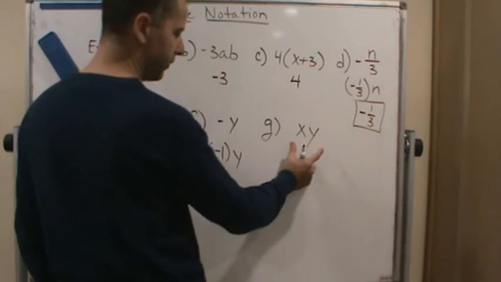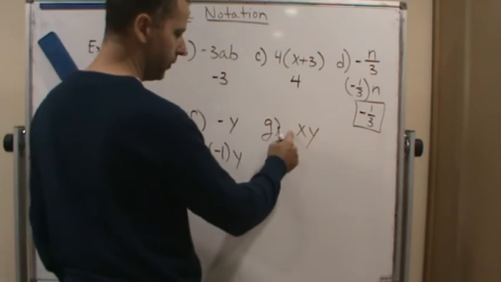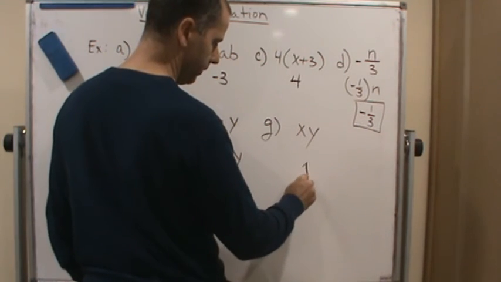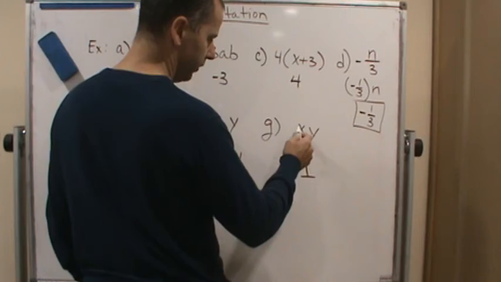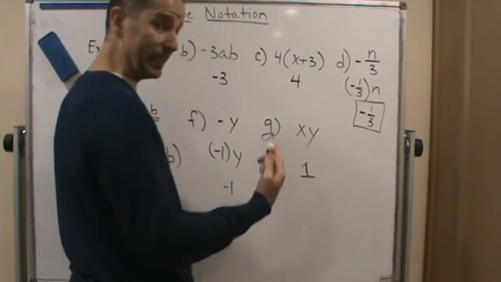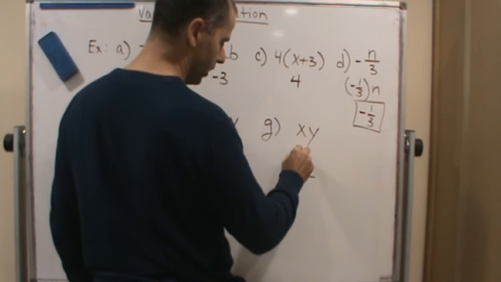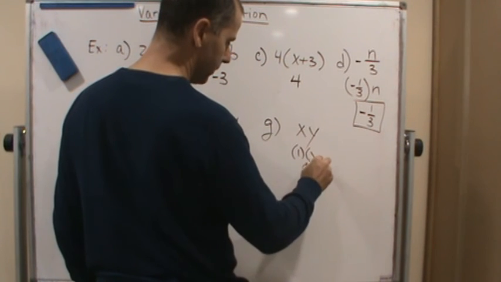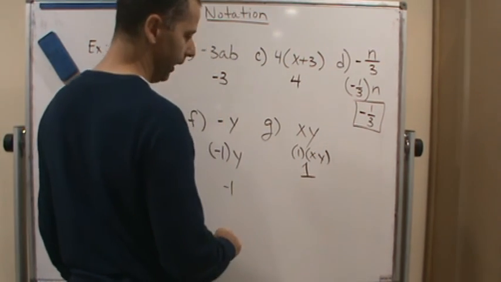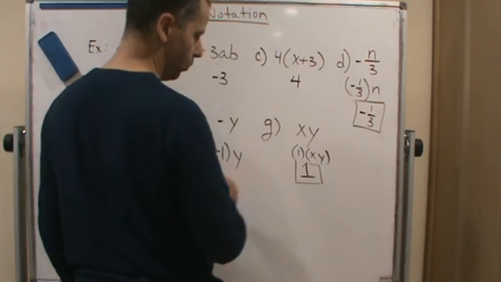And then likewise for this one here, we've got a coefficient of 1, okay? Because again, there's no numerical part that we see, right? But it's understood that this is going to be 1 times x times y. So the coefficient here is 1, okay?